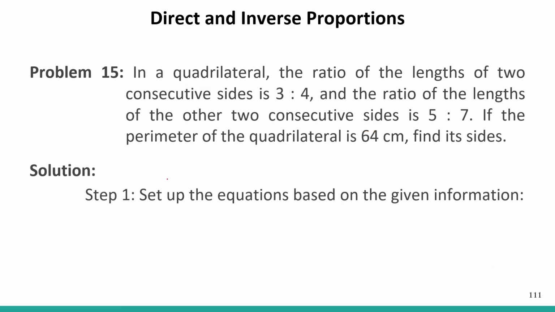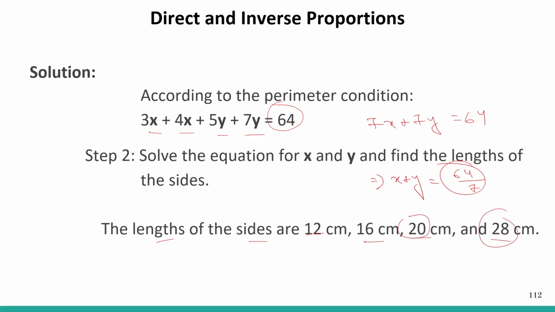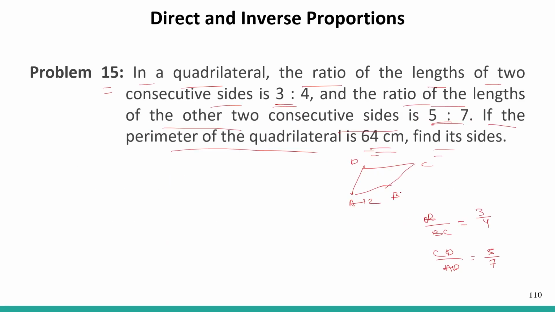Okay, so setting up the equation based on the given information. So 3x plus 4x plus 5y plus 7y is equal to 64. Okay, so we can say that 7x plus 7y is equal to 64, right? So this implies that x plus y is equal to 64/7, right? So the lengths of the sides are 12, 16, 20 and 28 centimeter. Okay, so it will be 12, 16, 20 and 28 centimeter.